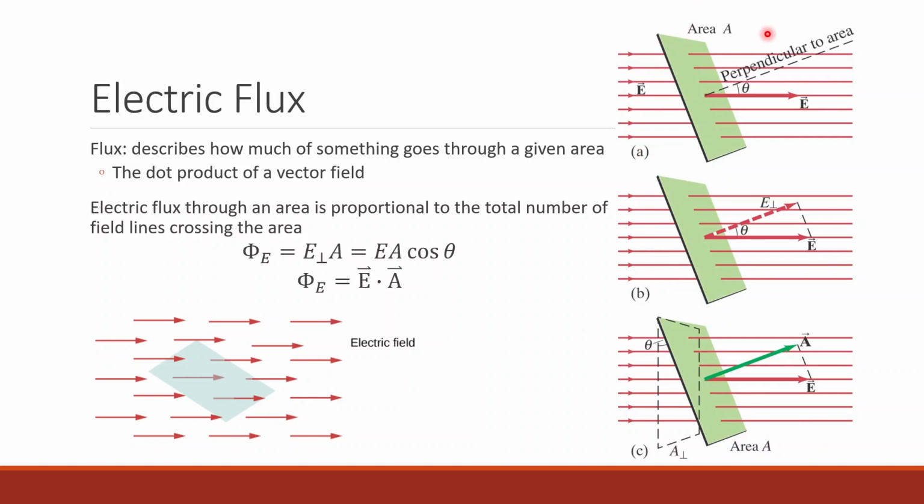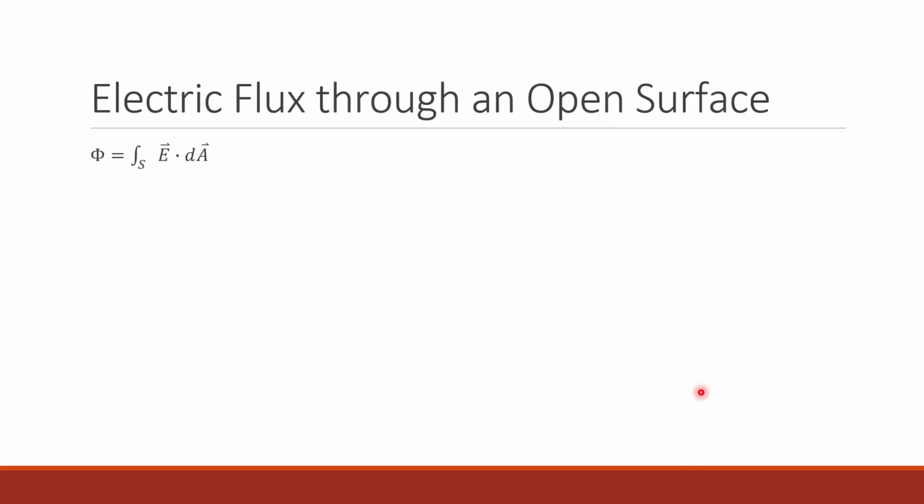So we can also look at this in another diagram here. Perpendicular to the area, we will take that angle. So the angle between E, our electric field, and whatever is perpendicular to our area, and this will be our angle. So this is how we describe E perpendicular, our perpendicular electric field, and our area as well.